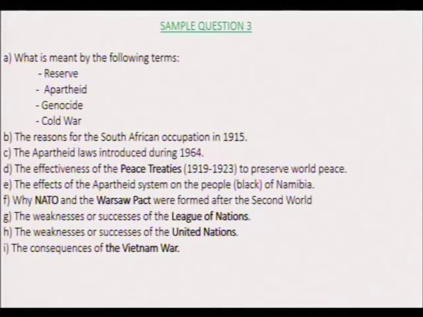The reasons for South African occupation in 1915, apartheid laws introduced during 1964, the effectiveness of peace treaties, the effect of the apartheid system on black people in Namibia, why NATO and the Warsaw Pact were formed after the Second World War, the weaknesses or successes of the League of Nations, the weaknesses or successes of the United Nations, and for example, the consequences of the Vietnam War. Here you need to explain what the consequences were.